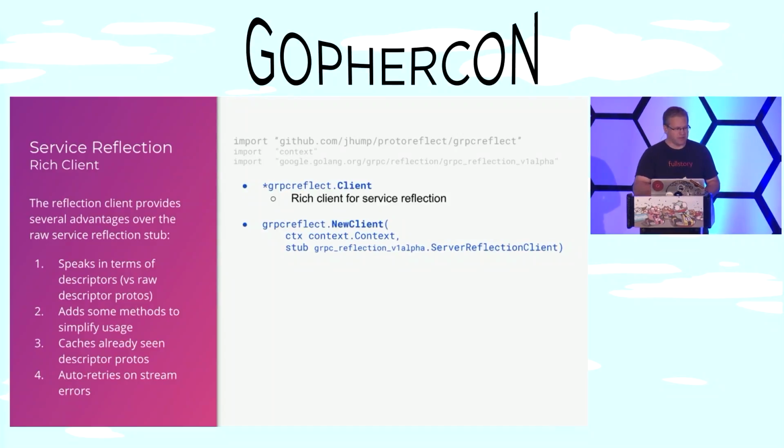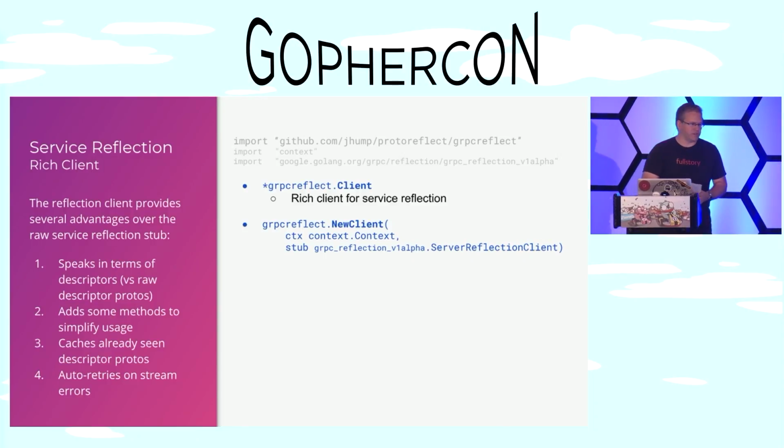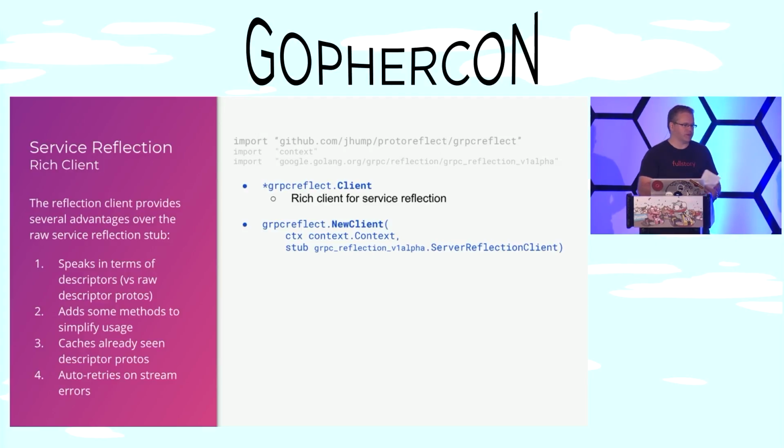So the gRPC reflect package primarily provides a client. Now this thing isn't strictly necessary. The server reflection is just a gRPC interface, and so we could use this. This is what protoc produces, the gRPC client stub. But it's a little bit awkward to use, the way the streaming interface works.